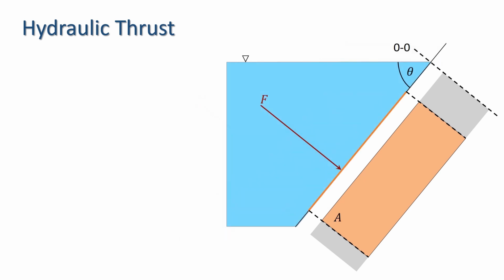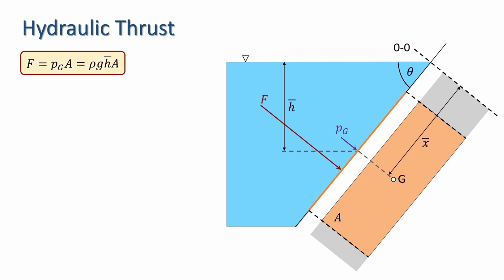Let's remind ourselves of what the direct formula method tells us about the hydraulic thrust. If x bar is the distance of the centre of gravity of A from OO, measured in the plane of the surface, and h bar denotes the depth or pressure head at that point, then the magnitude of the thrust is given by the pressure at the centre of gravity of A, denoted G here, multiplied by the area, which is ρg h bar times A. However, the thrust does not act through the centre of gravity. Its line of action is through the centre of pressure, denoted C.